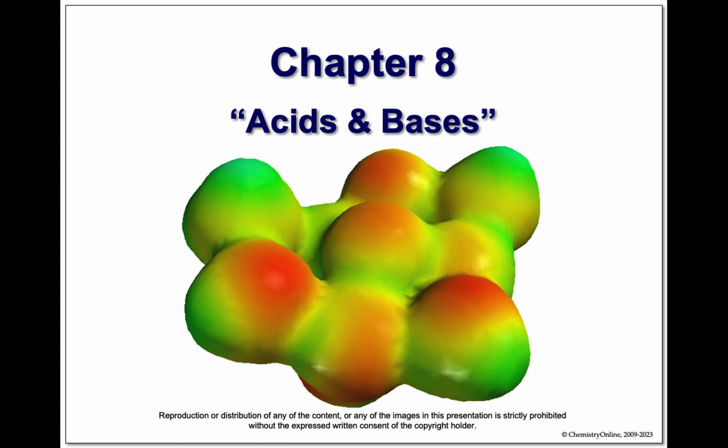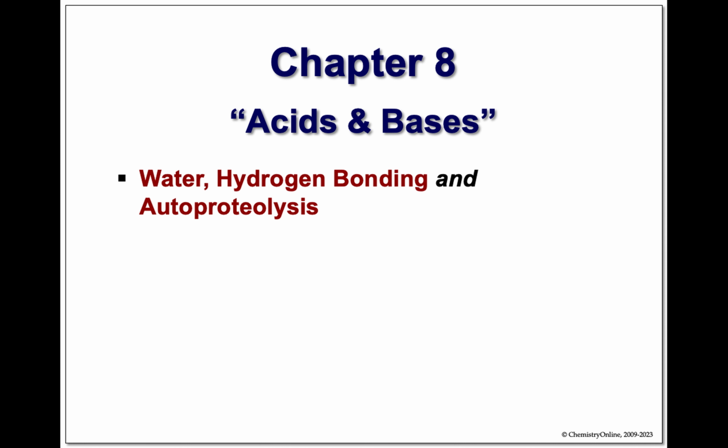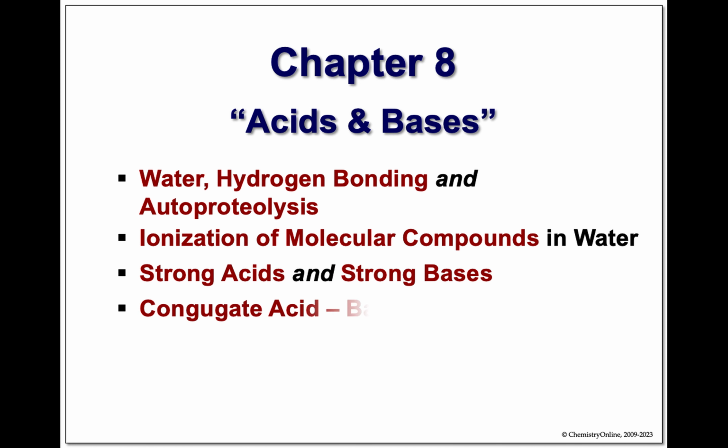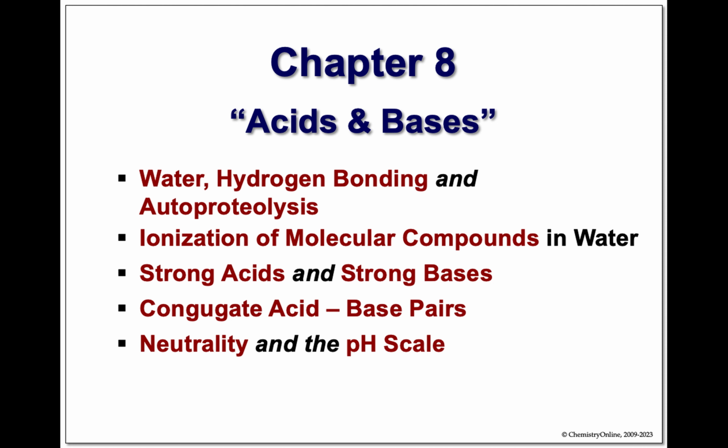Well, good morning, everyone. Today we are going to do Chapter 8. I'm talking about acids and bases. First of all, we're going to talk about hydrogen bonding, the concept of autophotolysis, then ionization of molecular compounds, strong acids, strong bases, conjugate acid-base pairs, neutrality, and the pH scale.